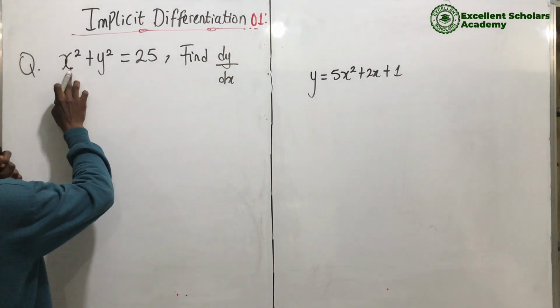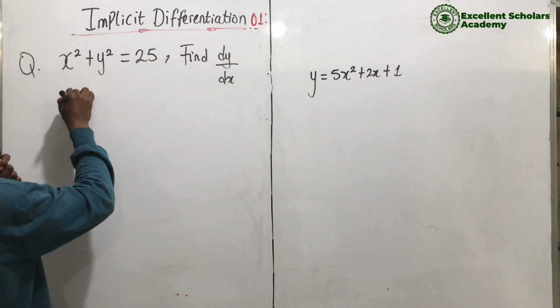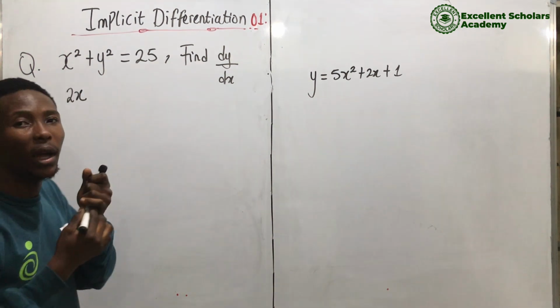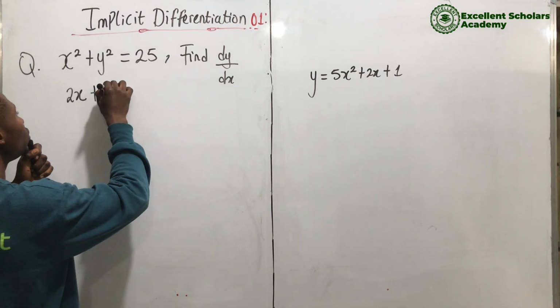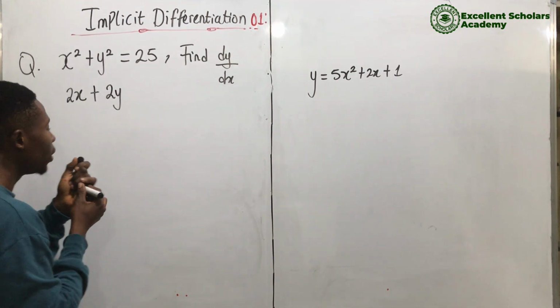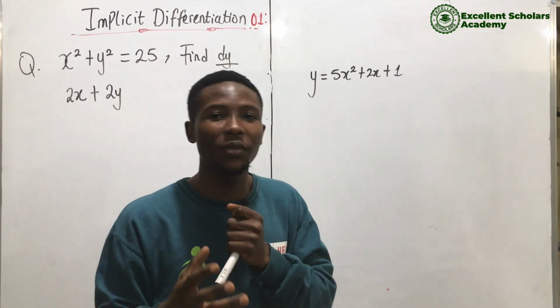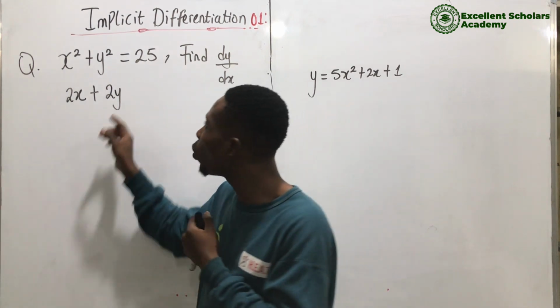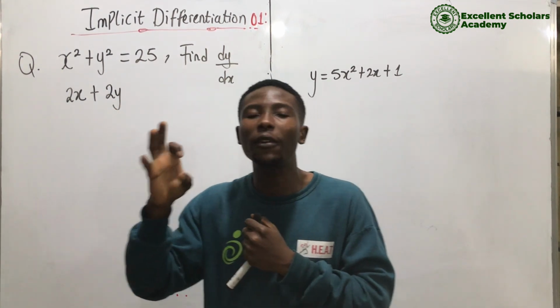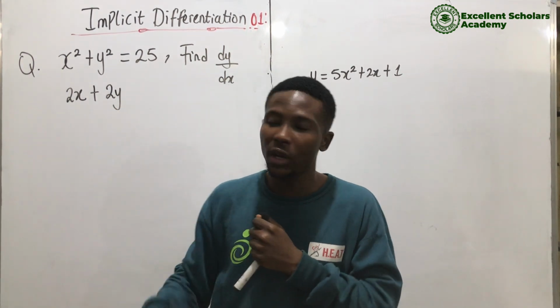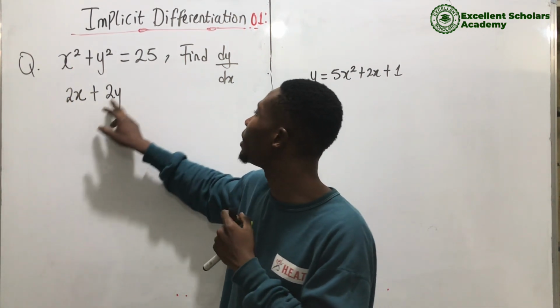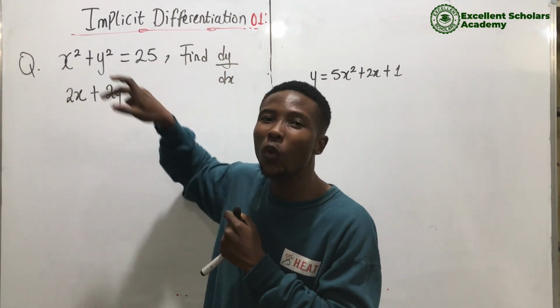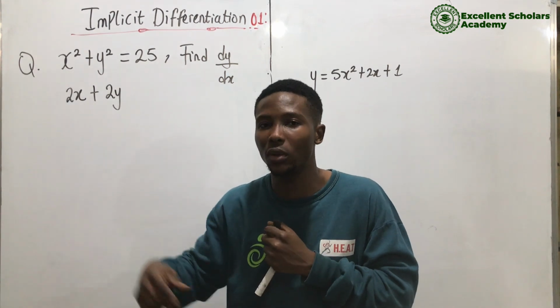Now, we're going to differentiate this. If you differentiate x squared, you're going to have 2x. Now, if you differentiate y squared, you're also going to have 2y. But the thing about implicit differentiation is that you must add the dy/dx to any function of y you differentiate. We differentiated x and got 2x. Yes, we leave it like that.